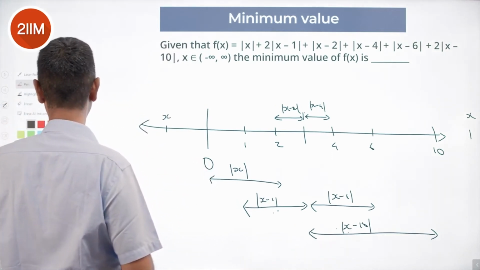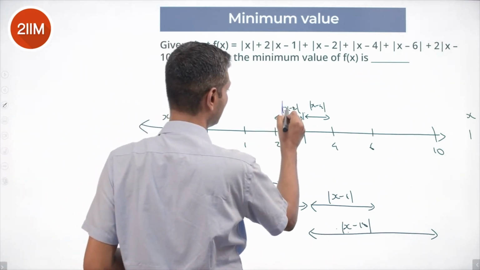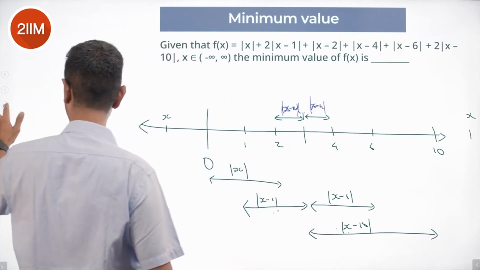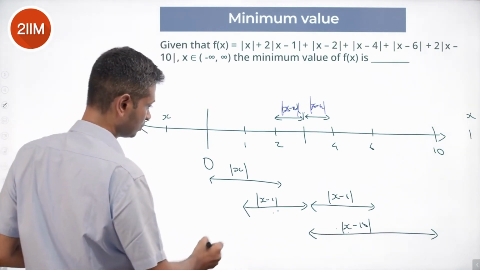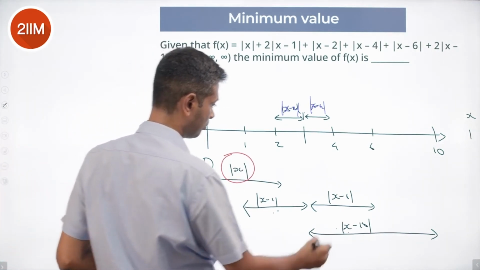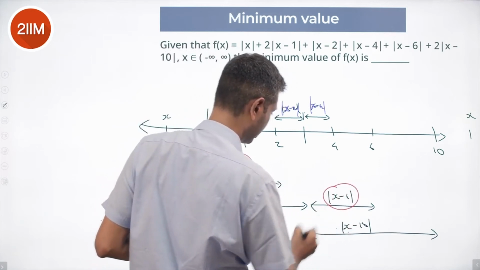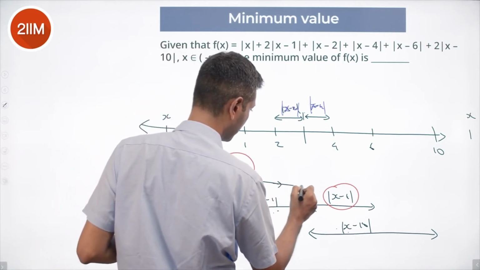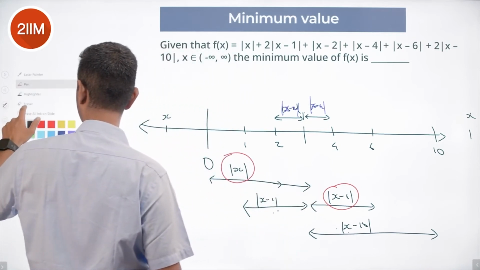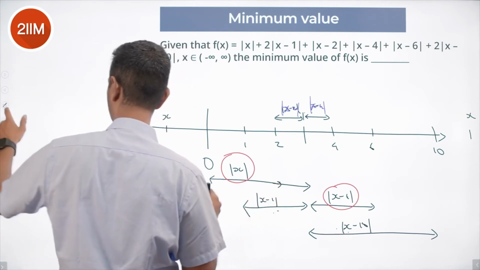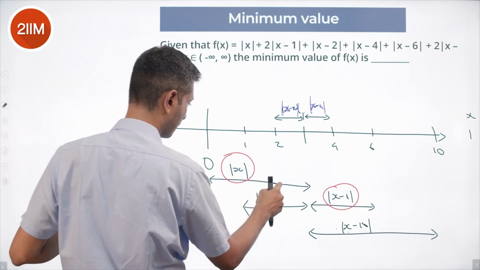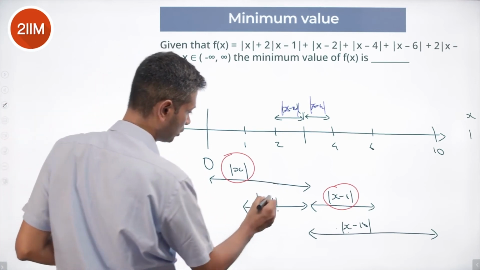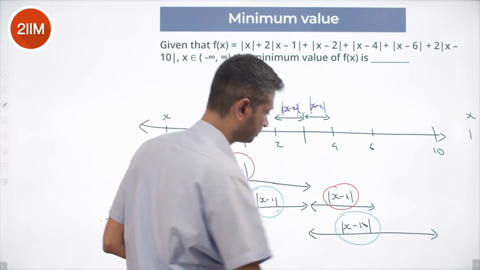We will use our fact that we have color coding available. I'm pairing these two. Then what will we pair? We pair up modulus of x and modulus of x minus 6. Modulus of x should go all the way till here. And then we pair up modulus of x minus 1 and x minus 10.